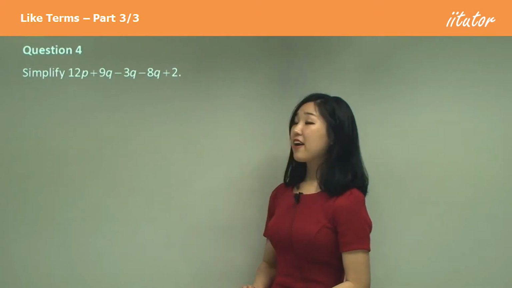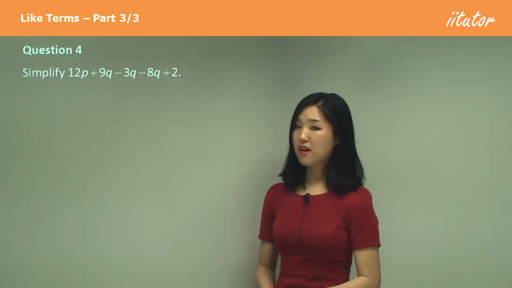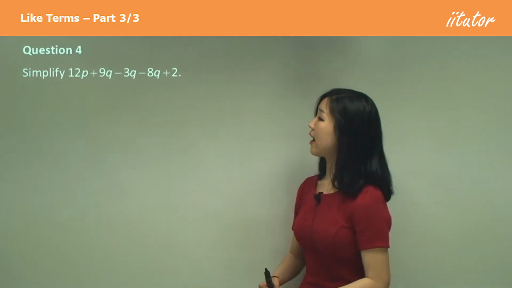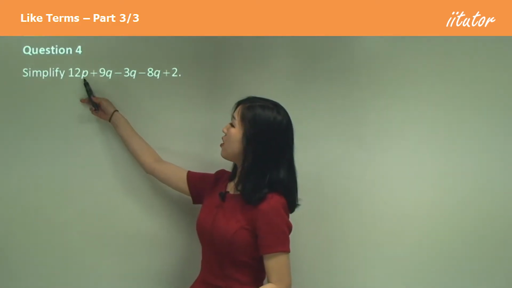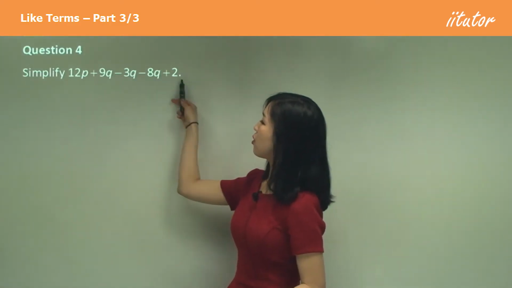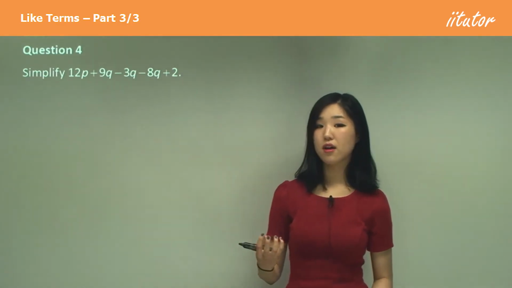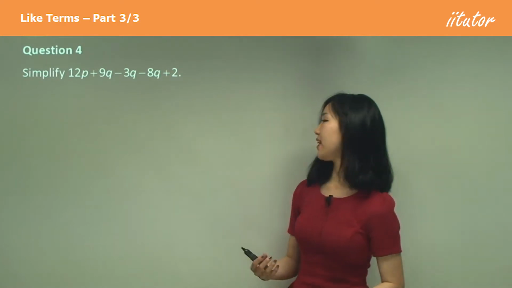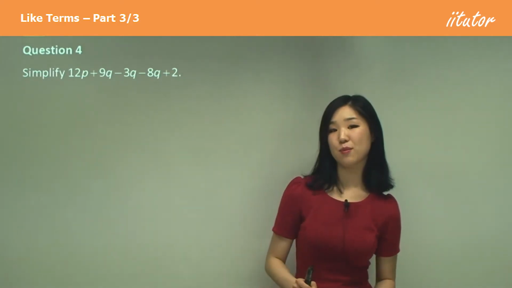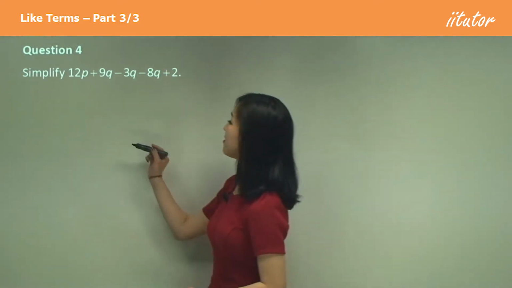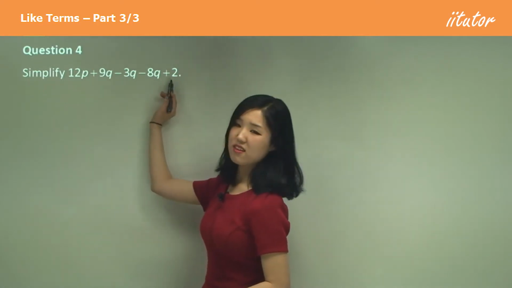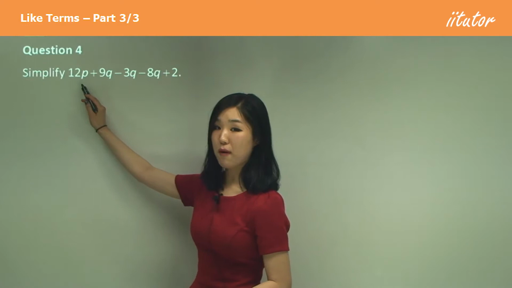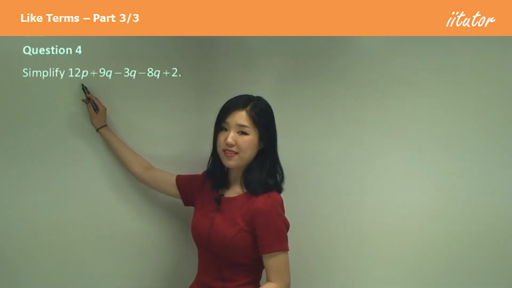Question 4. Okay, again we're going to simplify, but this time not all of these terms are like terms. See how we have a P, we have a Q, and we also have a constant number. So we can't gather them all together, but what we can do is gather our like terms. So what I mean is P, there's no other P, is there? So P, there's no other like terms. So P, this one is going to be by itself. We can't really merge it with anything else.